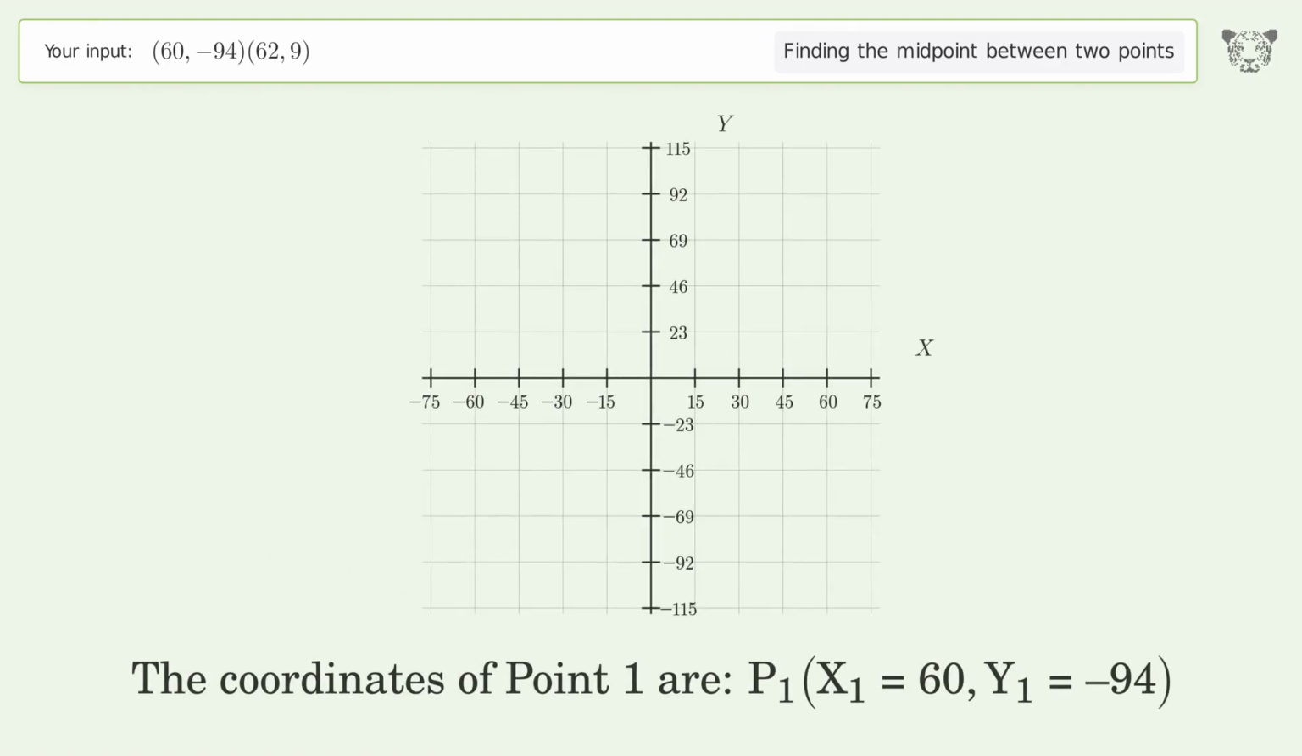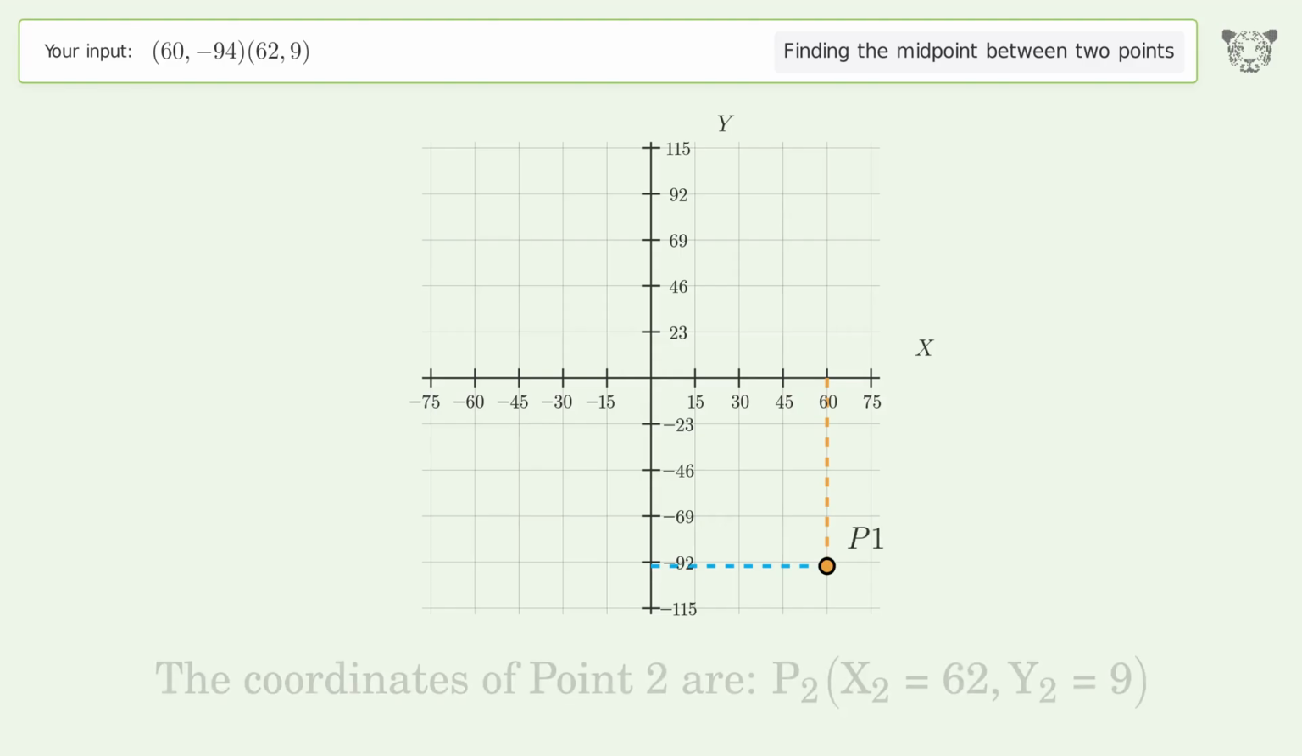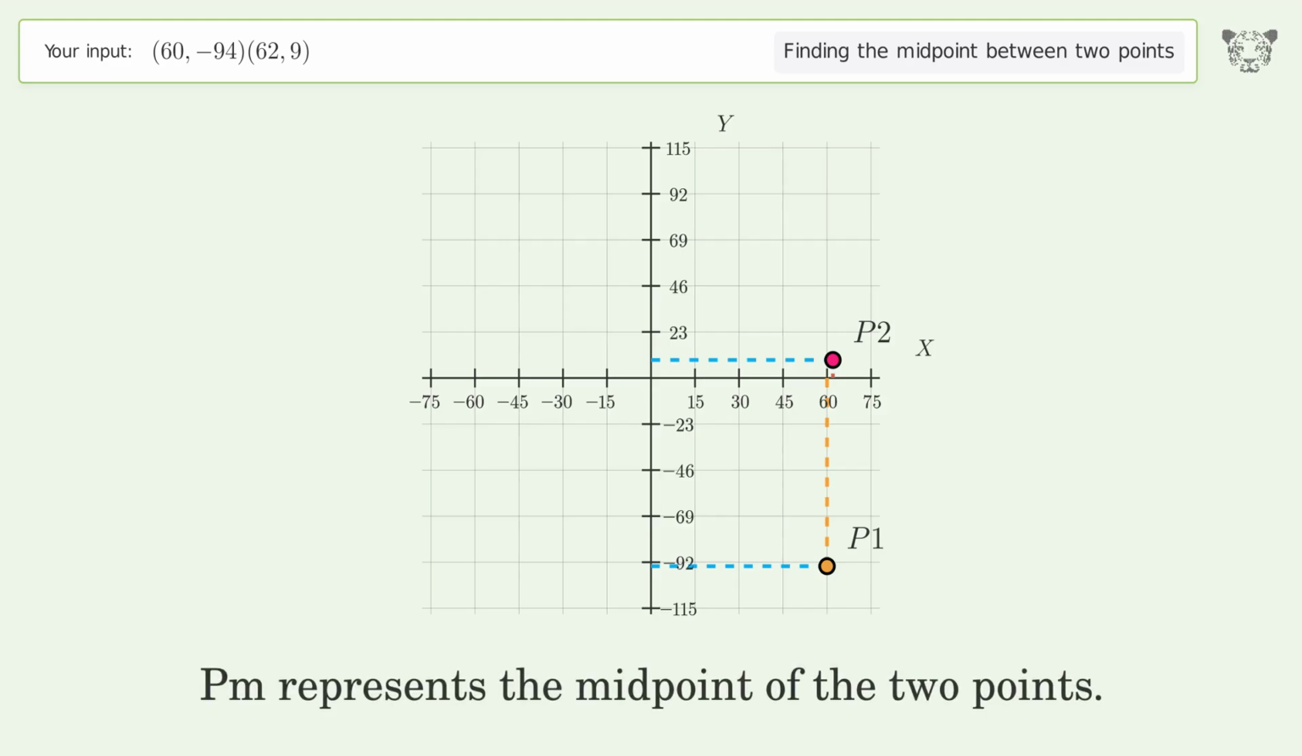The coordinates of point 1 are, x1 equals 60, y1 equals negative 94. The coordinates of point 2 are, x2 equals 62, y2 equals 9. PM represents the midpoint of the 2 points.